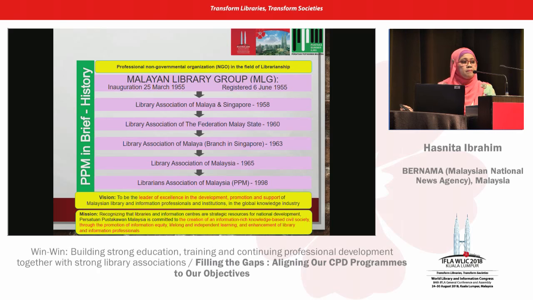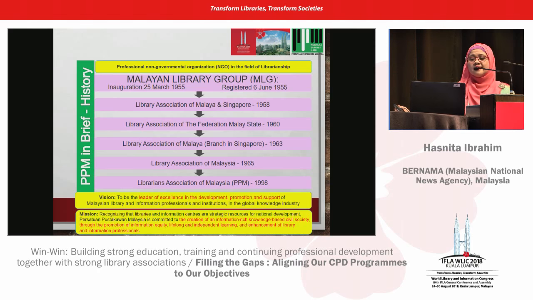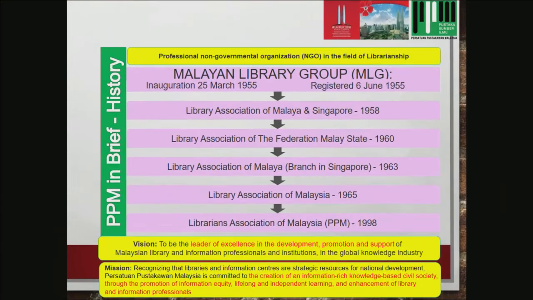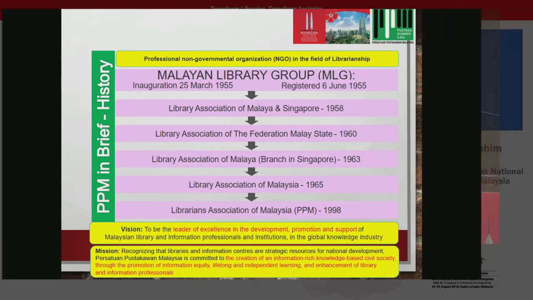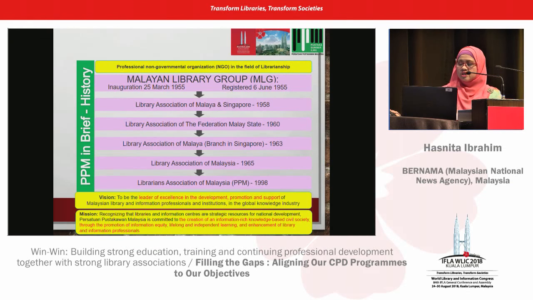PPM, which is the Malaysian Librarians Association, is the professional non-governmental organization in the field of librarianship. We were established in 1955, so this year will be our 63rd year, and in Singapore. We changed names from Library Association of Malaya in Singapore in 1958, then Library Association of Federation Malay State in 1960, then in 1998, we changed from the Library Association of Malaysia to the Librarians Association of Malaysia.